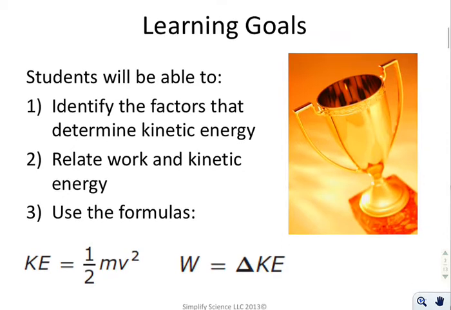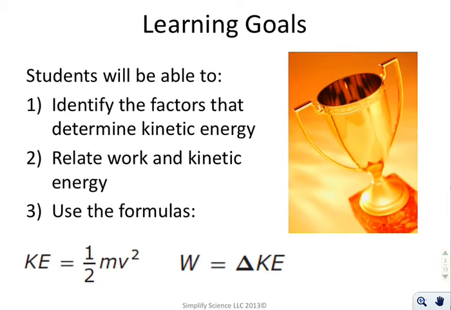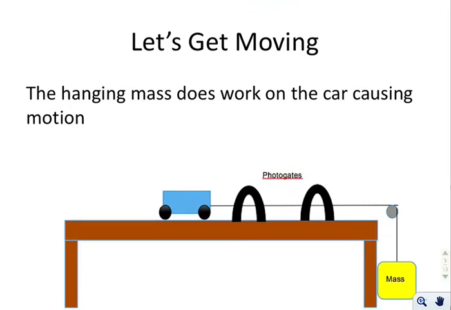It says, first, you should be able to identify the factors that determine kinetic energy. So what is required for kinetic energy to be present? You should be able to relate work, which we learned in the previous lesson, to kinetic energy, which we're learning in this lesson. And you should be able to use the formulas KE equals 1/2 mv squared and W equals delta KE. So let's go ahead and take a look at our first topic. And it says, let's get moving.